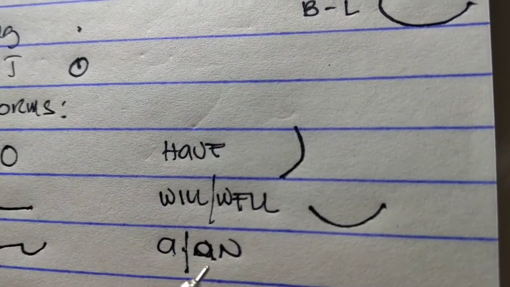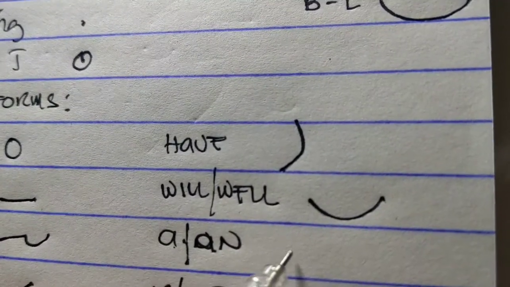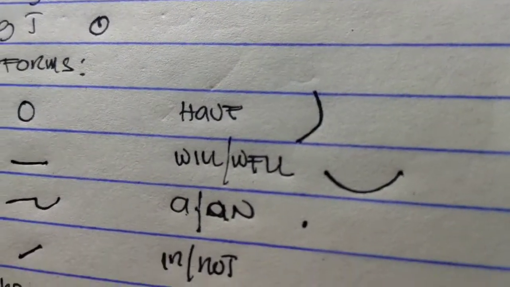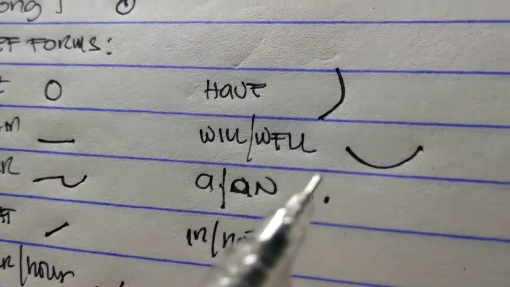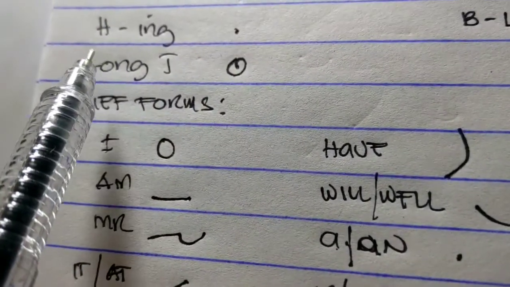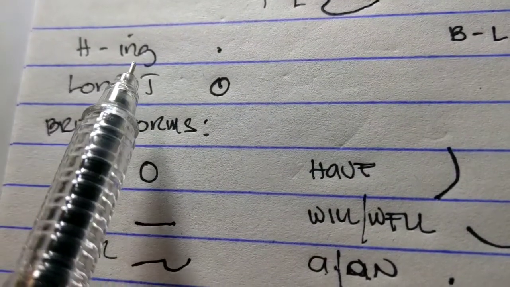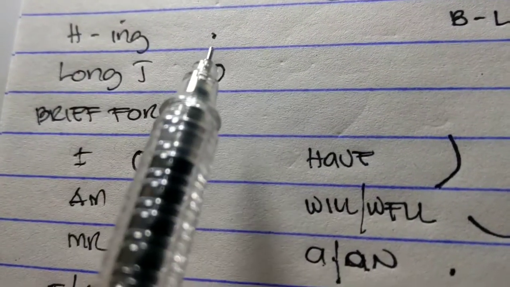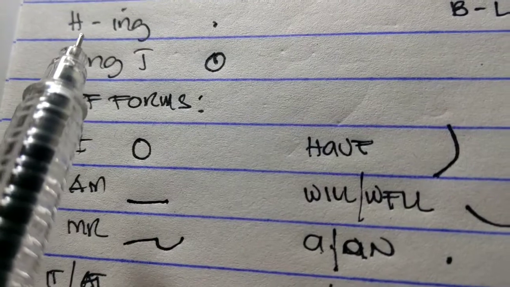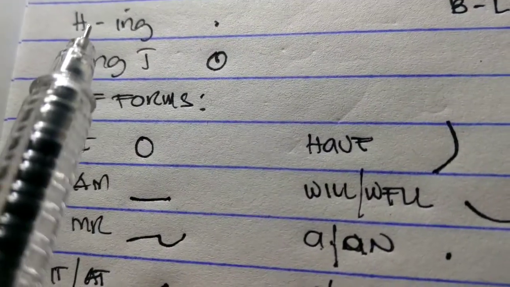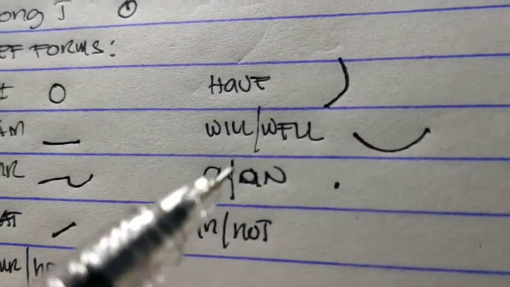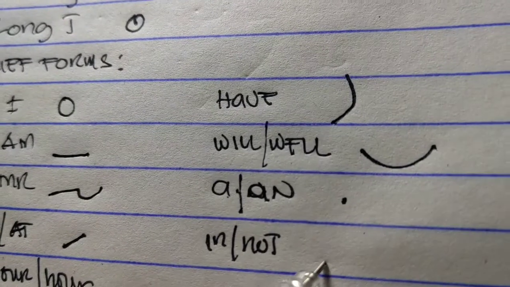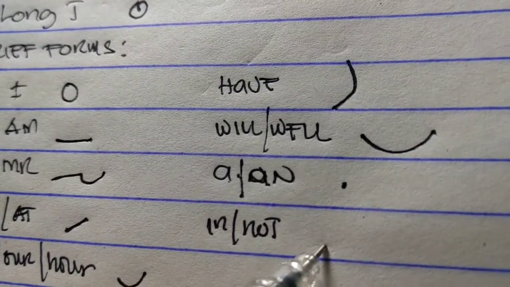A and an are represented by a dot. Again, do not confuse a and an as a dot with the sound of H and ending in ing, which is also a dot, because that belongs to a word, and a and an belong to a sentence. Next, in and not are represented by letter N.